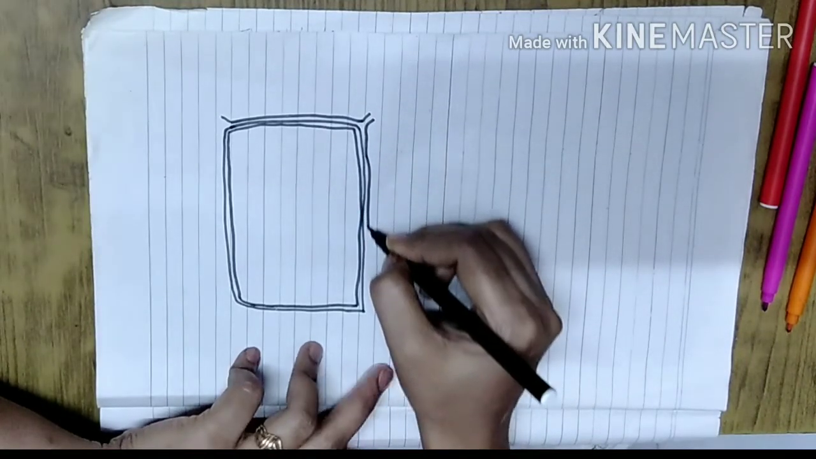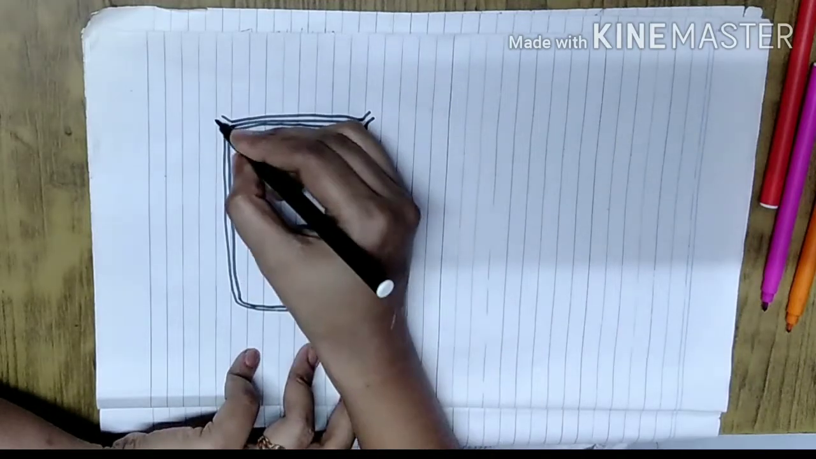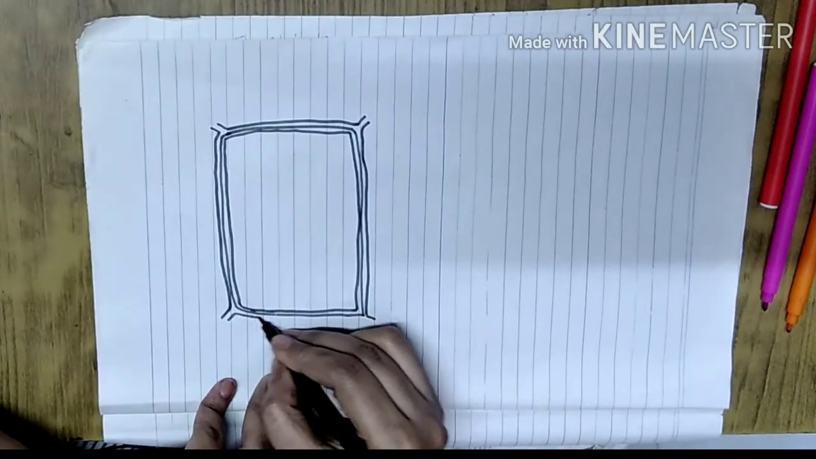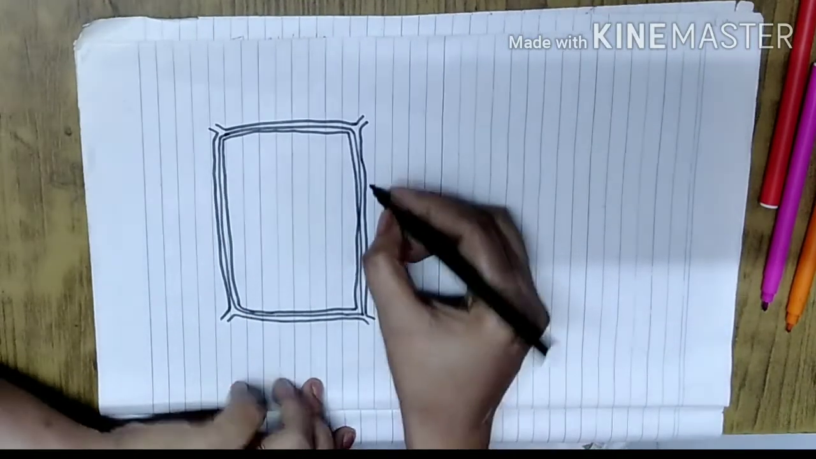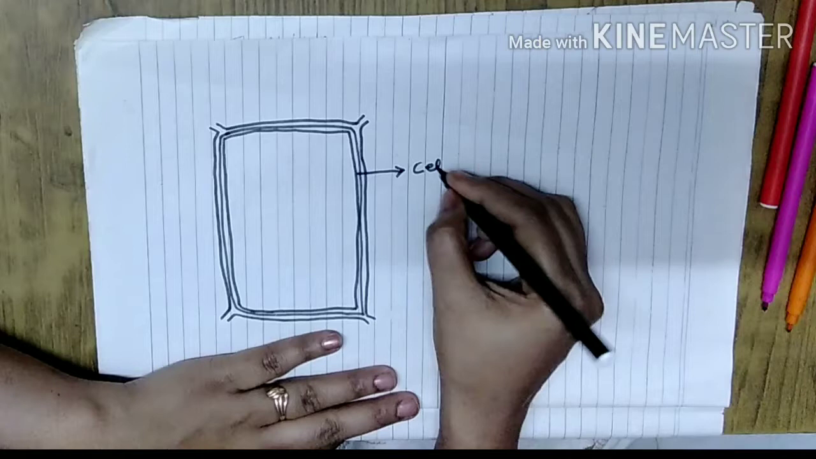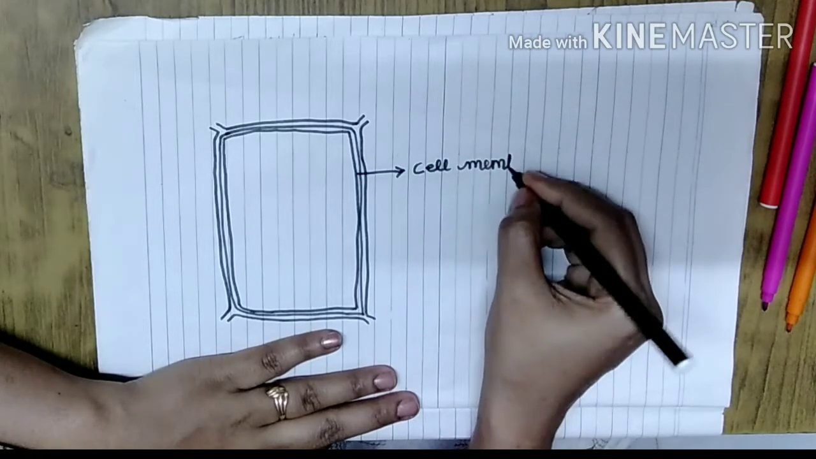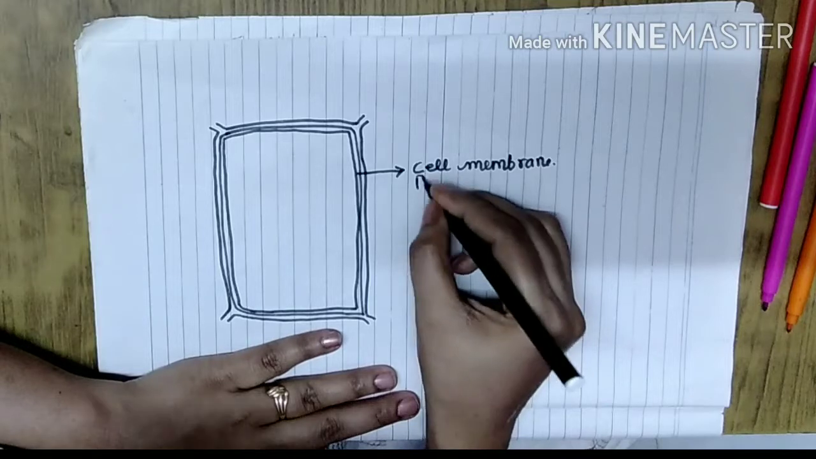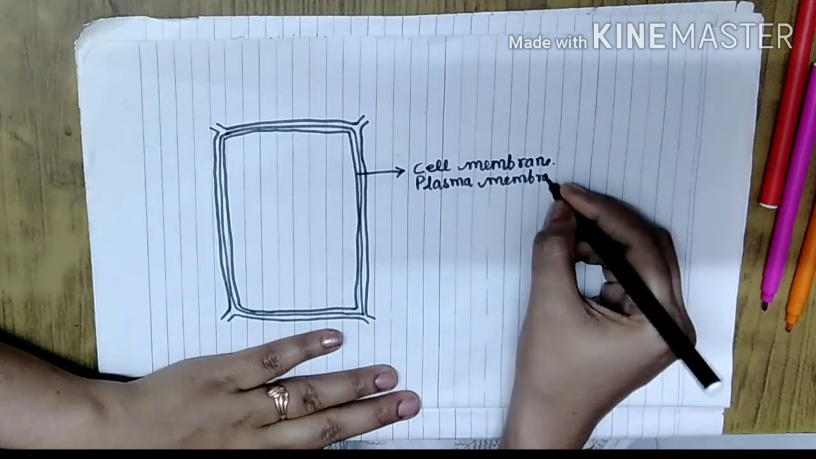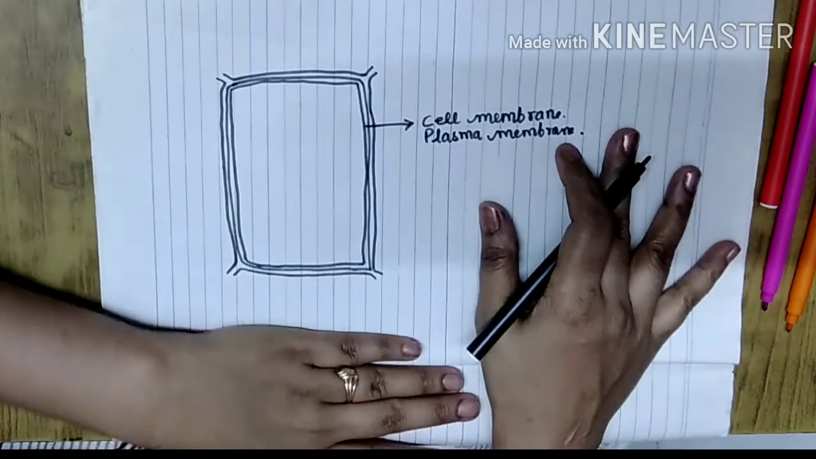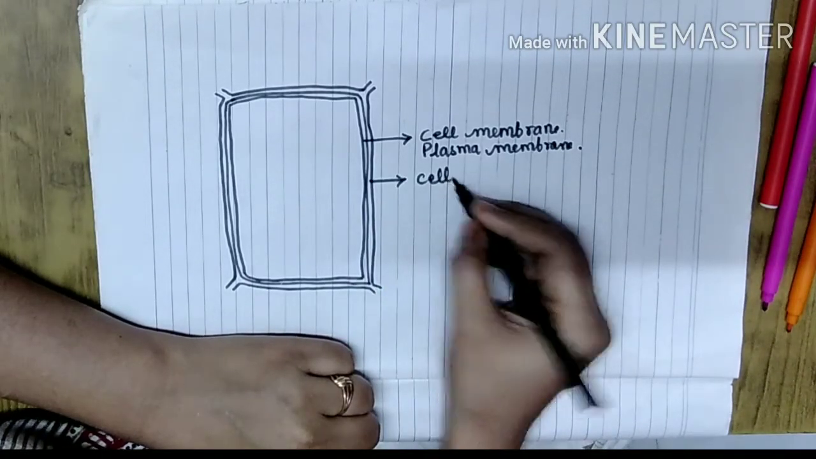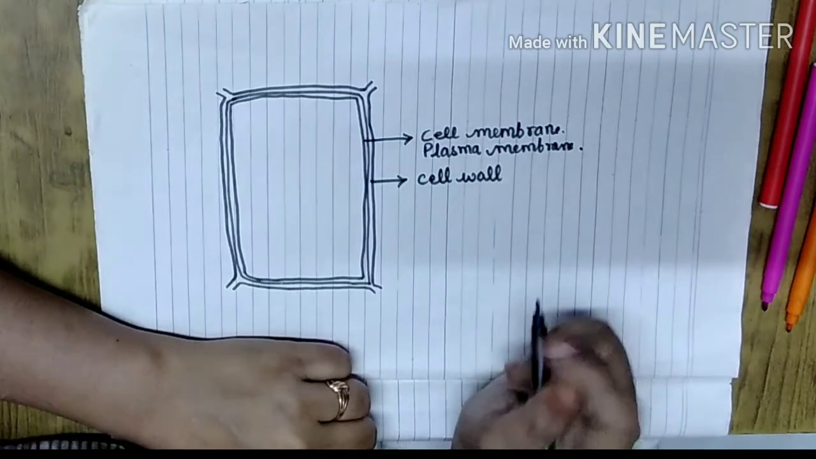Why is there an extra layer over the cell membrane of the plant cell? Because plants are immobile, they remain fixed at a particular position. So in order to grow long and tall, they need to have a tough membrane around them. So they have a cell wall above the cell membrane. The cell membrane is also known as the plasma membrane. So there is one more layer above the cell membrane, that is the cell wall, which makes the structure of the plant cell more rigid.